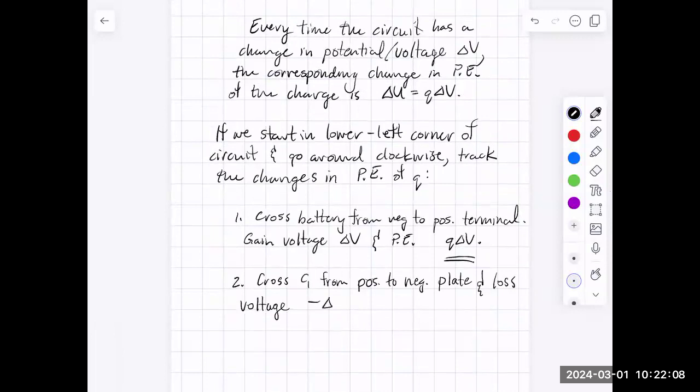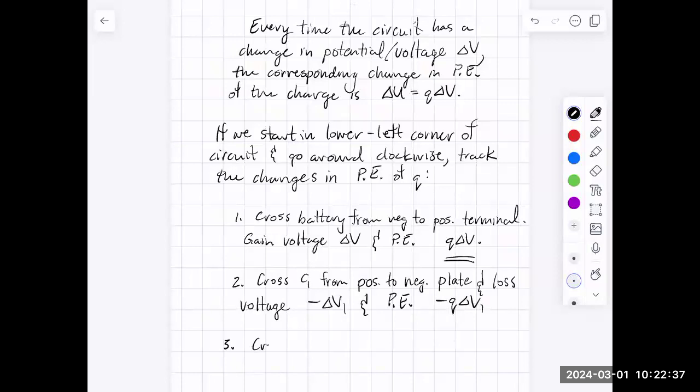We'll put minus delta V1. So if delta V1 is the voltage across the capacitor, when our charge goes from the positive to the negative plate, it experiences a loss of potential of minus delta V1, and potential energy minus Q delta V1. Okay, we have 3 capacitors in series, and the same thing's going to happen in every single case.